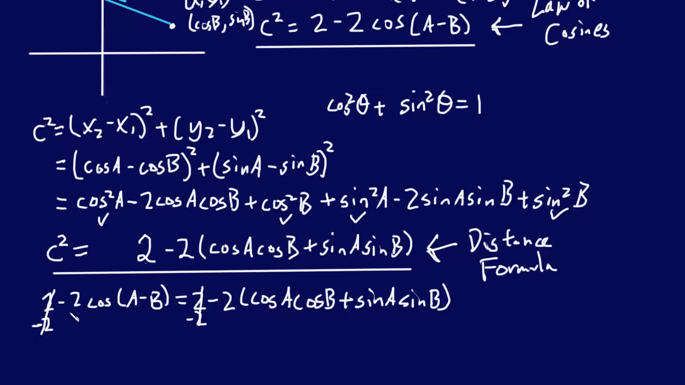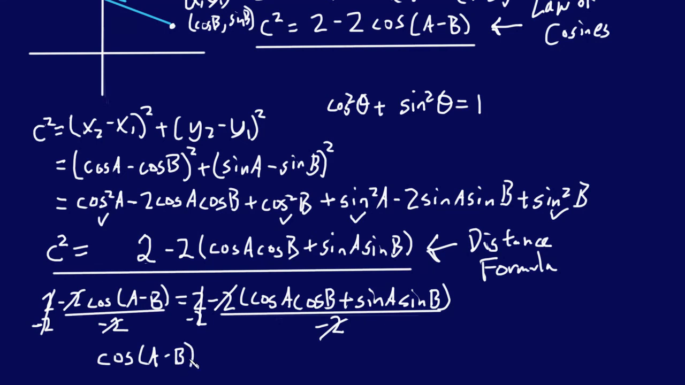And then what are we left with? We're left with this giant term and then this giant term. And we can actually just divide negative 2 off both of these. So we're going to do that to both sides. And now what are we left with? Well, these are going to cross off, the 2 negative 2's, and then these negative 2's are also going to cross off. So we're just left with cosine A minus B is equal to cosine A cosine B plus sine A sine B. I hope that helps.